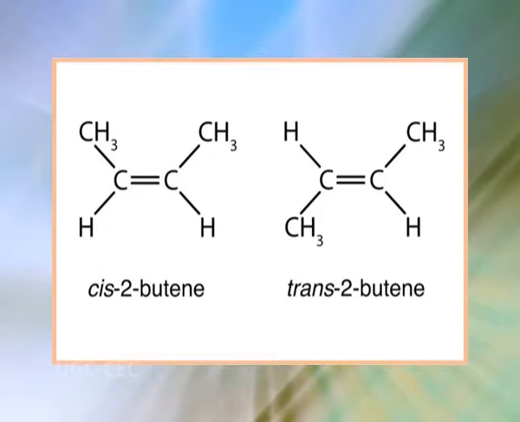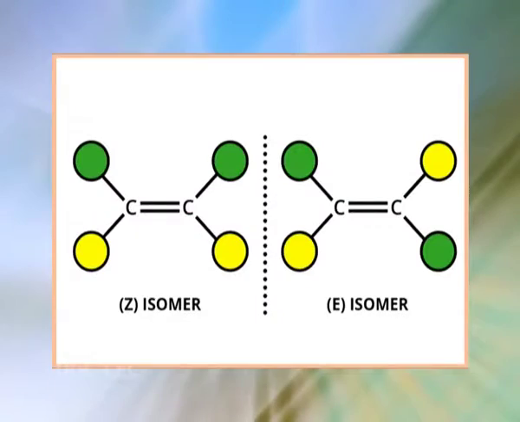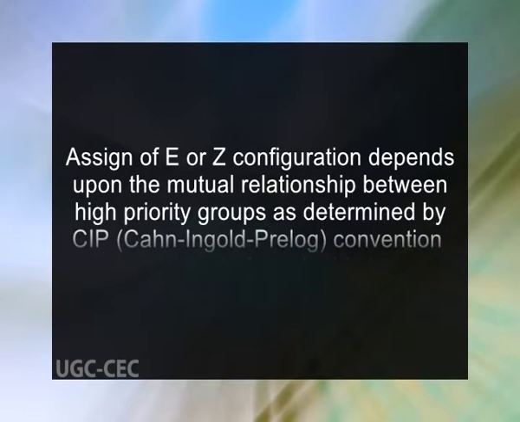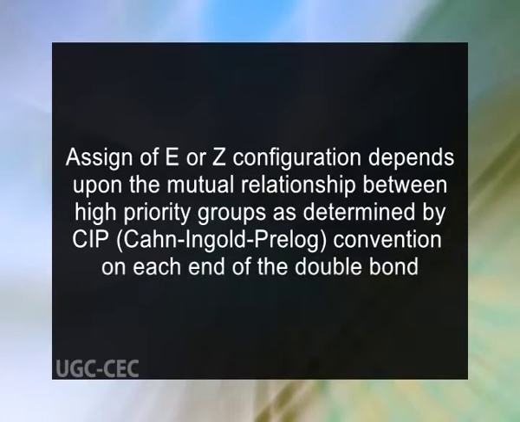A disubstituted alkene with one hydrogen at each carbon of the double bond shows geometrical isomerism, which are designated as cis or trans or alternatively E or Z. An alkene with 3 or 4 different substituents attached to the doubly bonded carbon atoms may exist as geometrical isomers designated as E or Z. The sign of E or Z configuration depends upon the mutual relationship between high priority groups as determined by CIP convention on each end of the double bond.